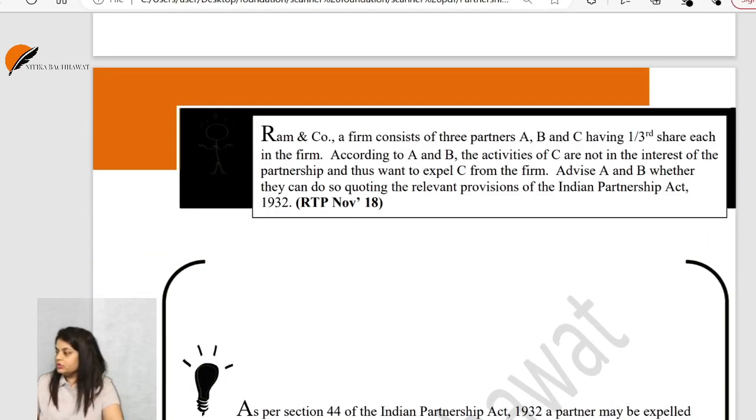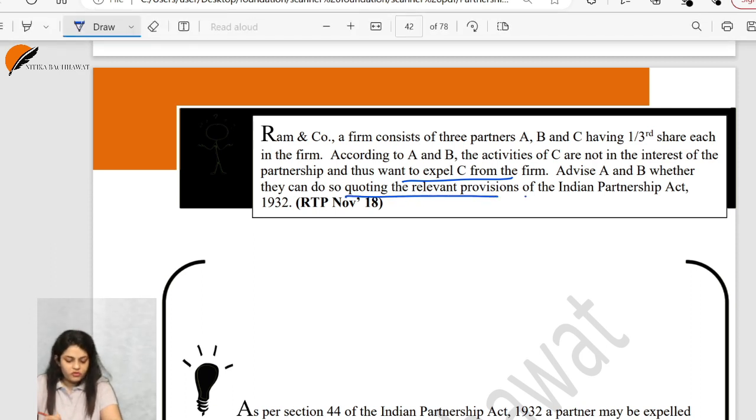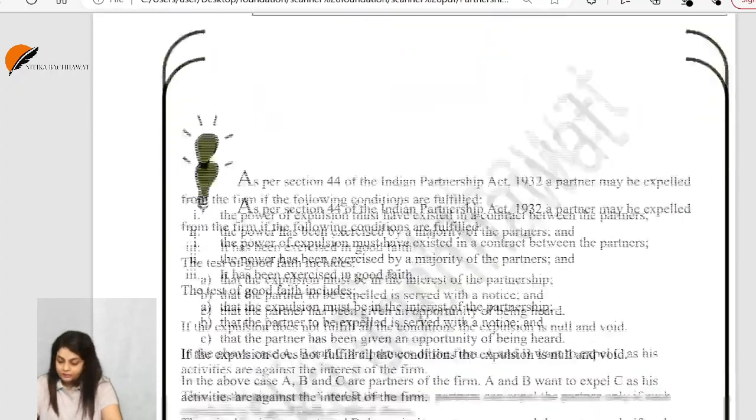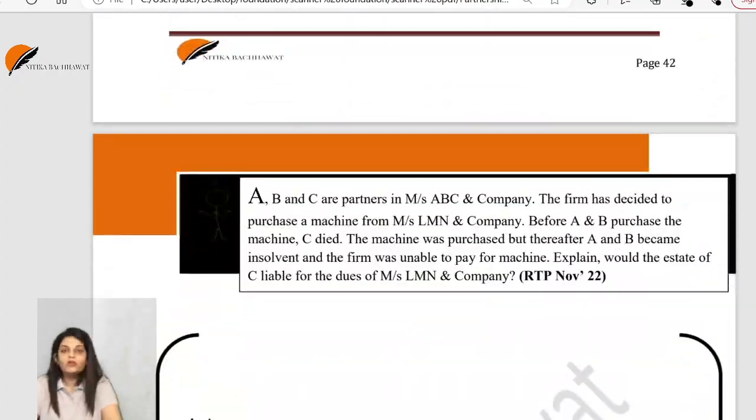So, moving on to the next one. Ram and Company, a firm, consists of three partners A, B, and C having 1/3 of share each in the firm. According to A and B, the activities of C are not in the interest of partnership and so they want to expel C from the firm. Advise A and B whether they can do so, quoting the relevant provisions. Yes, they can do so. The points that we had discussed above, same points. If that is there, they can expel the partner. Expulsion is one hot favorite topic of the institute.